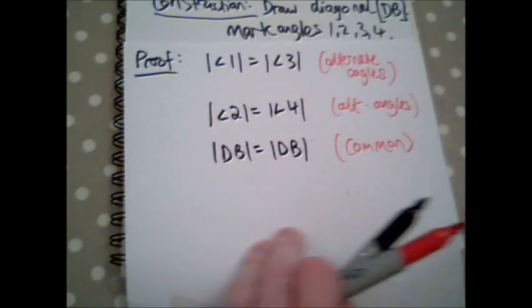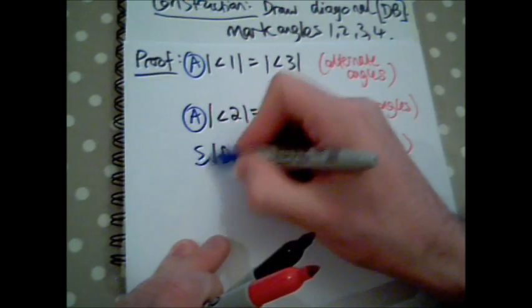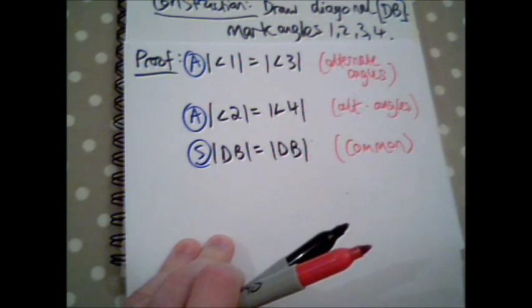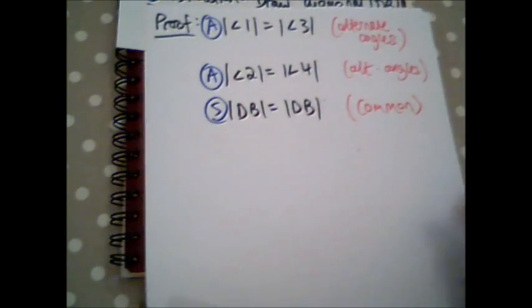So just to label them there, we have an angle, we have an angle, we have a side. So by angle side angle, the triangles are congruent. Now this is where you have to be careful.